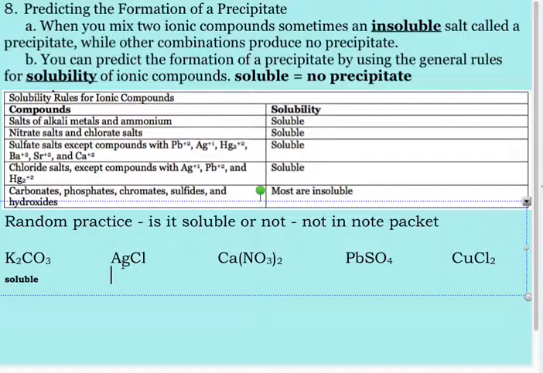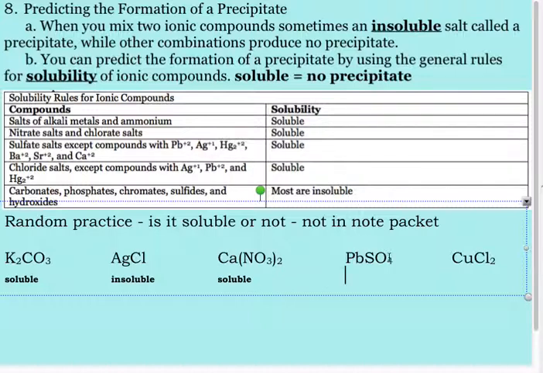The second one we have is silver chloride, and we have to find our chlorides. It says chloride salts are soluble, so they would not be a precipitate, except when they're with silver, lead, or mercury. Since it's with silver, instead of being soluble, it's going to be insoluble. Next one is calcium nitrate. You find nitrates, and it says nitrate and chlorate salts are always soluble. So this one is definitely soluble.